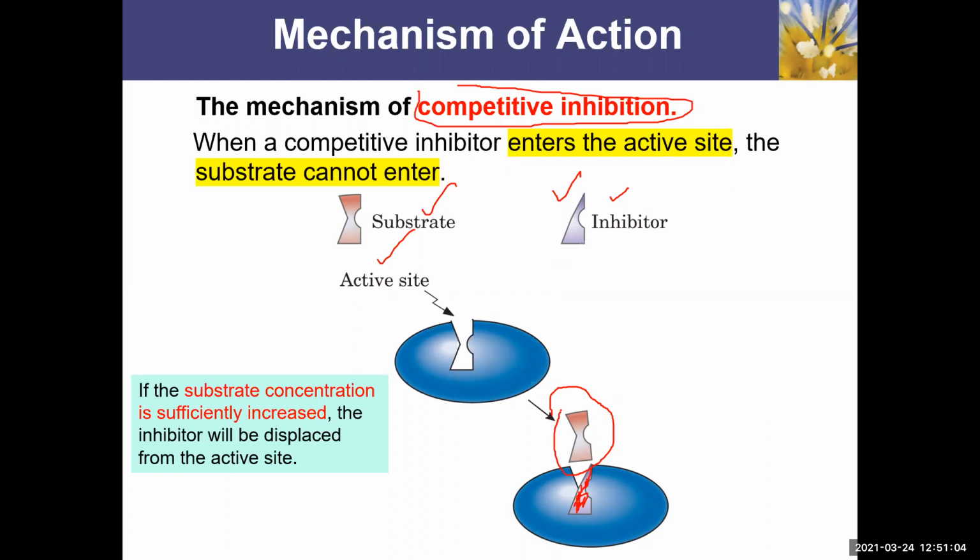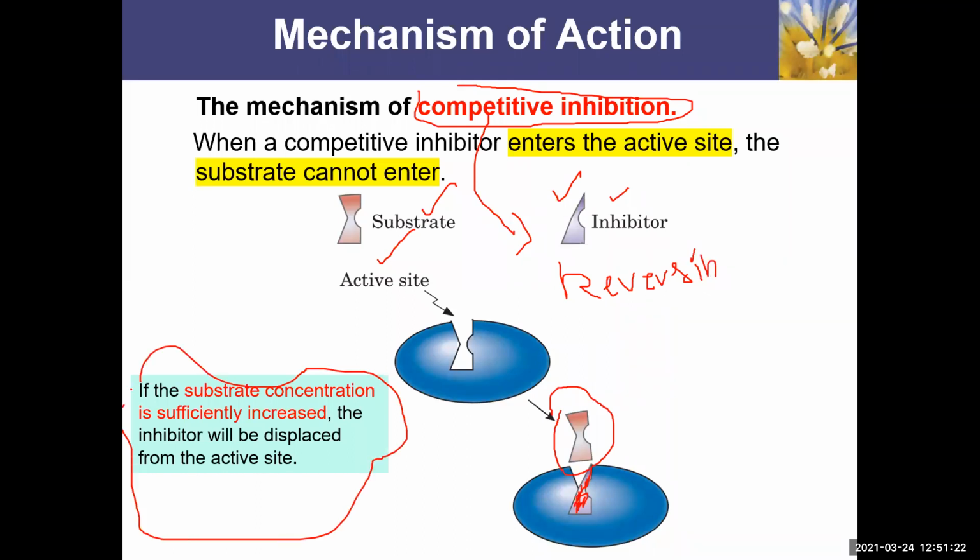One thing you have to remember about this is that, usually, I said usually, not always, this is reversible. Competitive inhibition is usually reversible. What do you mean by reversible? Reversible means that if you keep increasing the substrate concentration, it has been observed that if you add excess substrate, the inhibition is stopped.